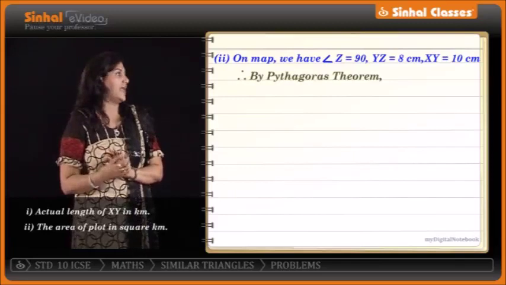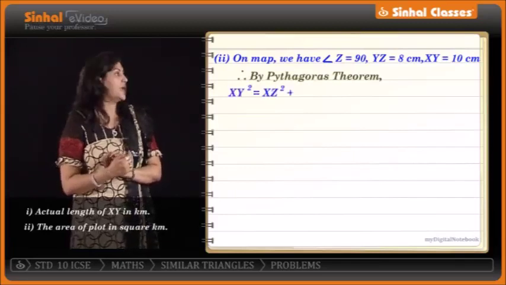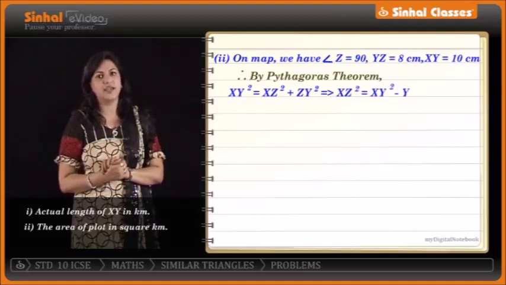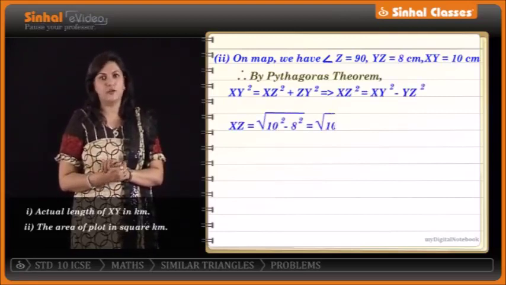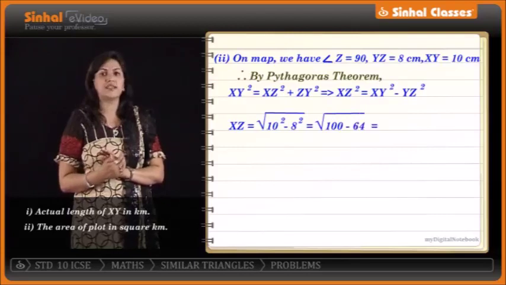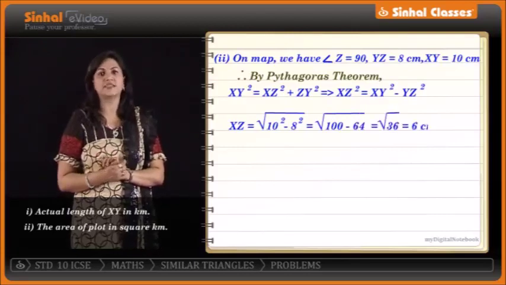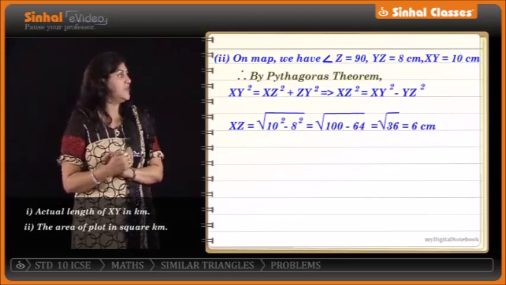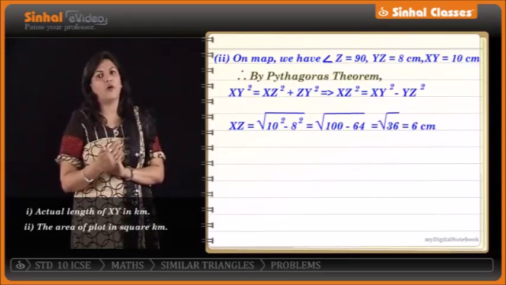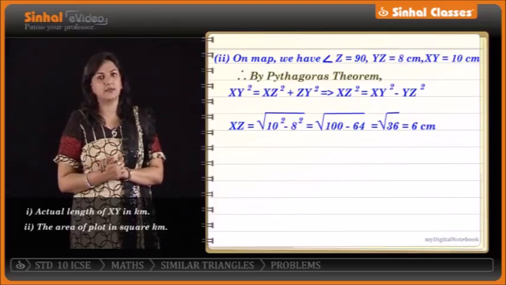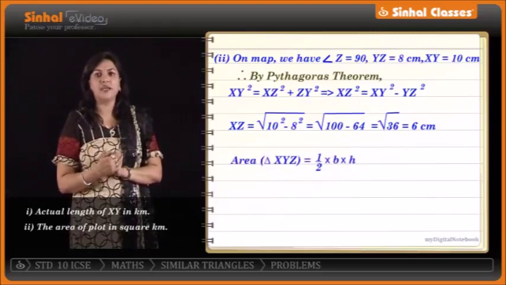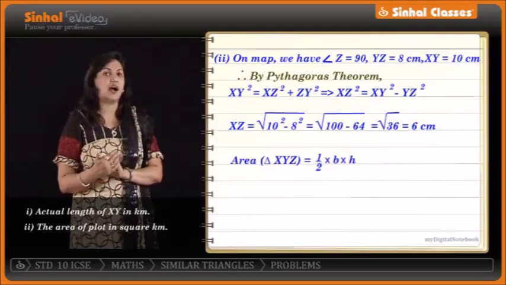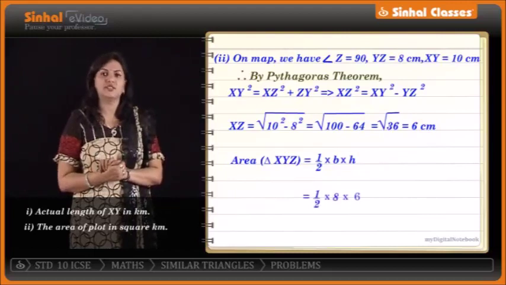So we have xy square is equal to xz square plus zy square. That is, xz square will be 10 square minus 8 square, that is 100 minus 64, which is 36. So xz is equal to root of 36, which will give us 6 centimeter. So we have the height or distance xz as 6 centimeter. Now area of triangle xyz will be half base into height, that is half into 8 into 6, which is 24 centimeter square.